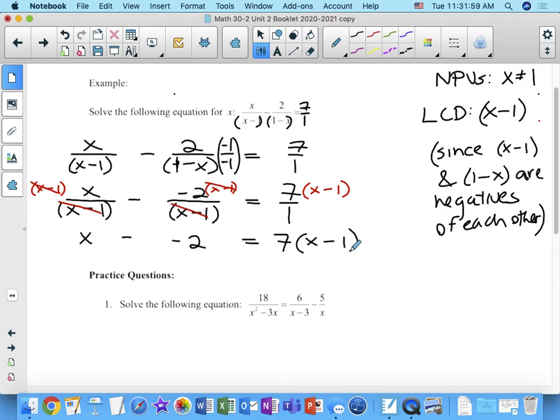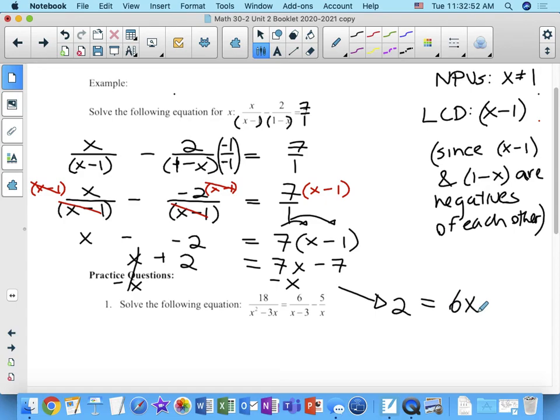Okay, and now we have a linear equation. We have to do some expansion on the right side, but this is pretty straightforward to solve. So this becomes x plus 2 equals, here we can distribute, so 7x minus 7. And then maybe I'll collect my x's on the right side this time. So I'll subtract x from both sides so that these cancel. I'm running out of space here, so I'm going to move here, but you guys can keep going underneath. So on my left side, I just have 2 now. And on my right side, 7x minus x is 6x minus 7.